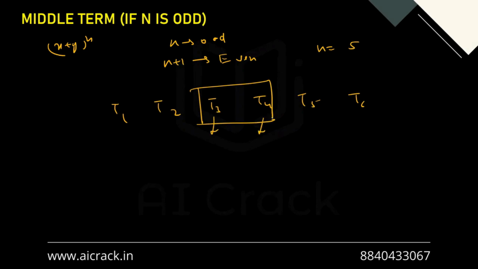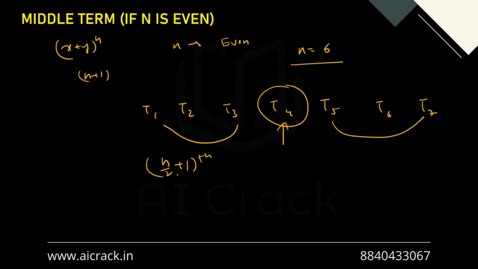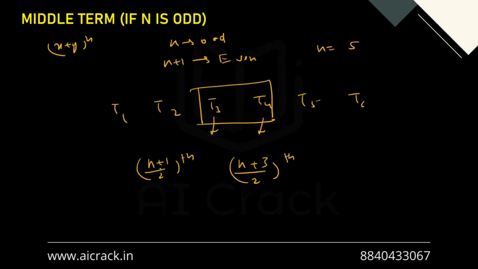So how do we define it mathematically? The (n plus 1) by 2th term and the (n plus 3) by 2th term. So this is how we have to define the middle terms in case n is odd. In case n is even, we have defined it by the n by 2 plus 1th term. And over here we have defined it by the (n plus 1) whole divided by 2th term and the (n plus 3) whole divided by 2th term. And this is how we have defined middle terms in case n is odd and n is even, right?